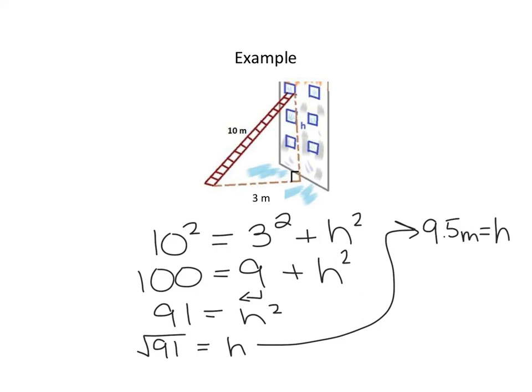So in this scenario, firefighters know that with a ladder of 10 meters, they can reach 9.5 meters up the side of a building.